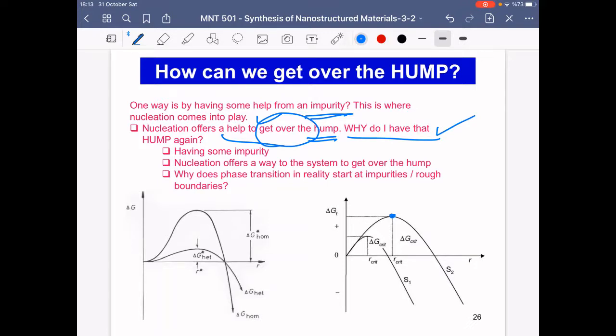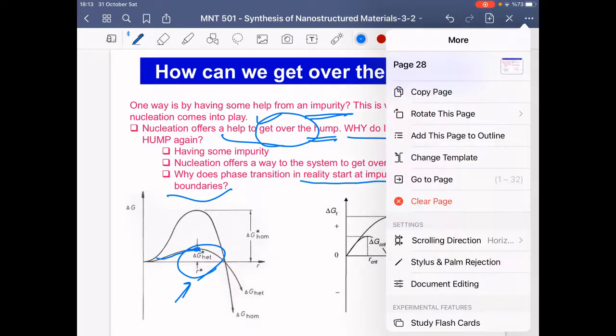And why does phase transition in reality start at impurities or rough boundaries? Because that creates a heterogeneous surface, and this is the delta G required for a heterogeneous system, which lowers your boundary. The amount of energy required to get over the hump is lowered when you have an impurity or a rough boundary. And that can be thought of, let me try to explain it here again.